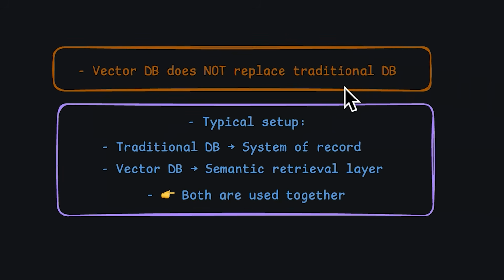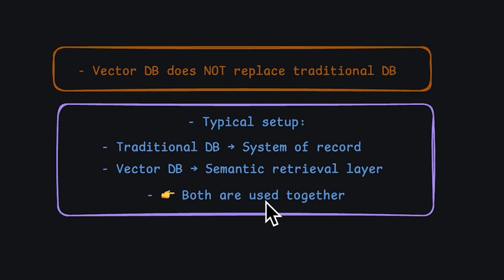Okay, now one important thing to note here is that your vector database does not replace the traditional databases, right? So in real world applications, this is the typical setup that you would find. The traditional databases are still used as the system of record, whereas the vector databases are used to build a semantic retrieval layer on top of your traditional databases, right?